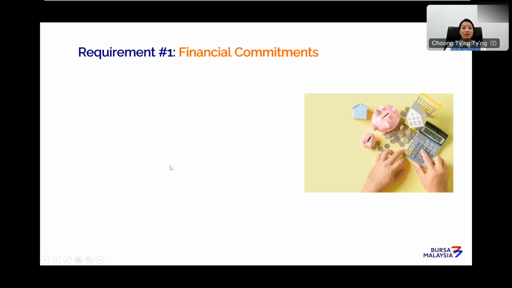So let's start with the first requirement, financial commitments. Before I go with the first point, let me explain to you what these financial commitments are. In layman's terms, we can categorize them as your expenses, your monthly fixed expenses.